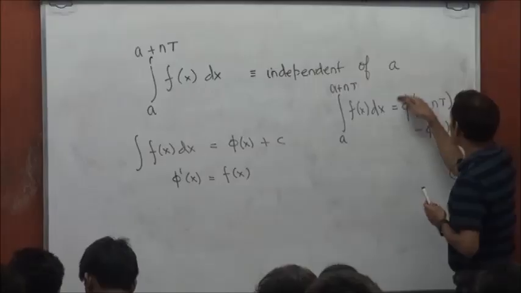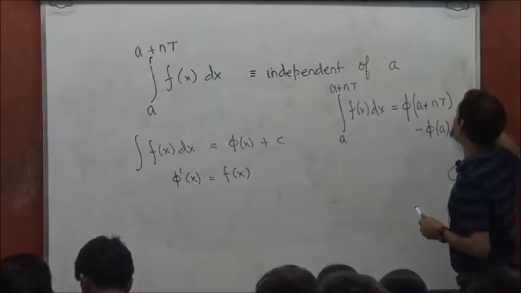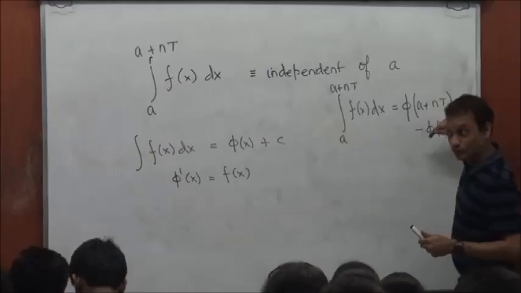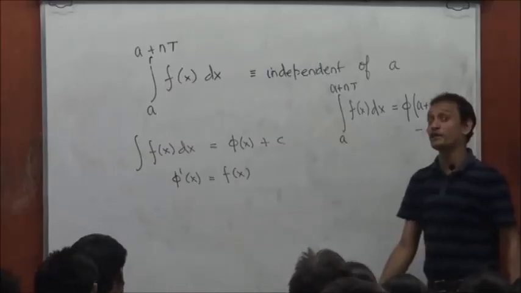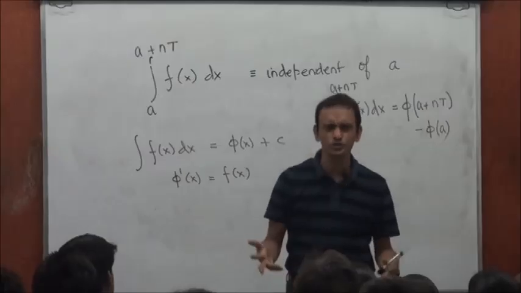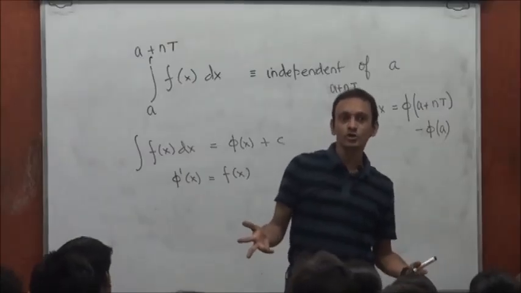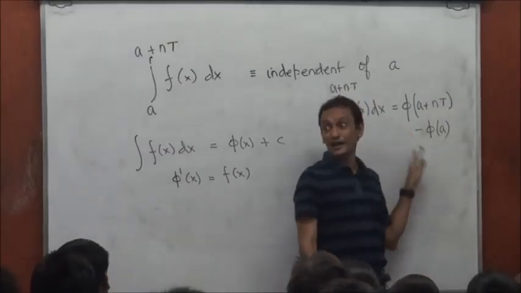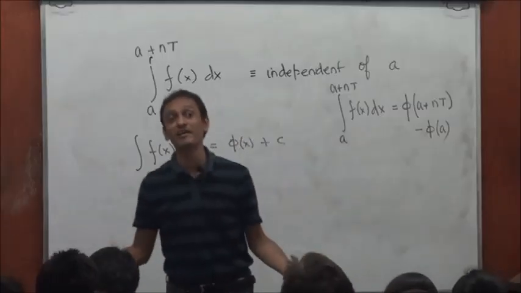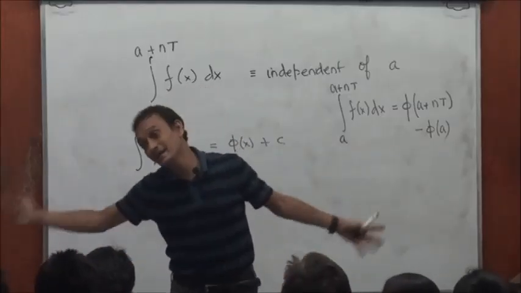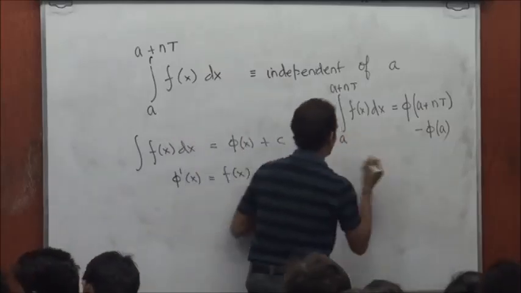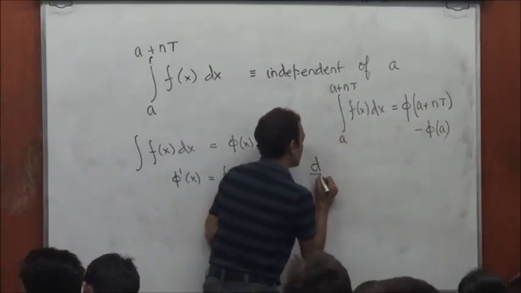We want to show that this expression does not have any a in it. This means it's independent of a. If an expression is independent of a, and if you differentiate it with respect to a, what should you get? 0. So let's check by differentiating the right hand side with respect to a. If I get 0, then it's independent of a. Yes or no?